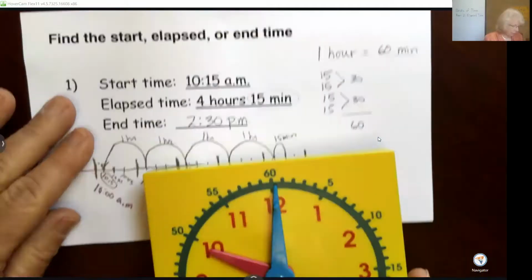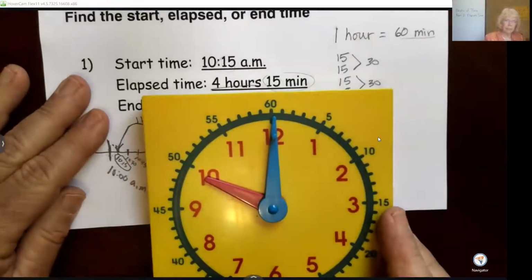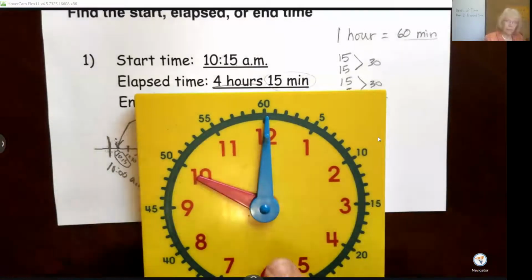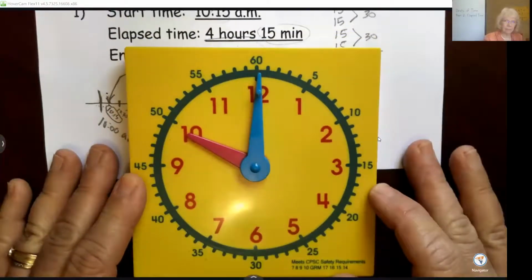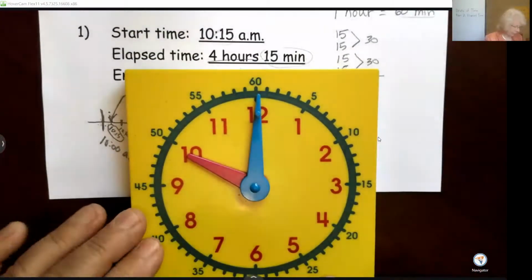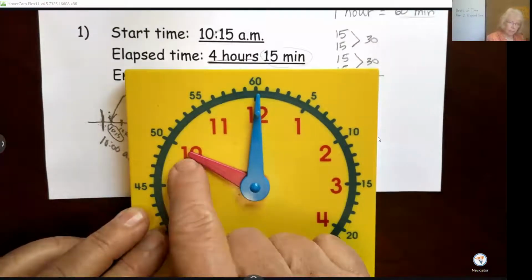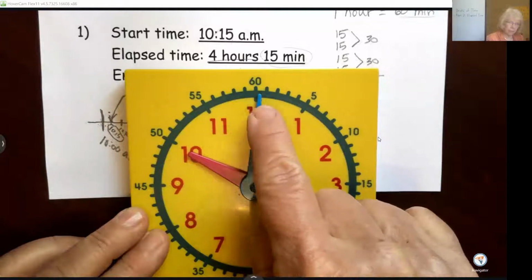Okay, let's look at this one on a clock, okay? So we have our same problem, 10:15, and we need to move forward 4 hours and 15 minutes. So we're going to start at 10:15. This is 10 o'clock. To get to 10:15, at 10 o'clock, remember the shorthand is the hour hand is on the hour and the minute hand is on the minutes.